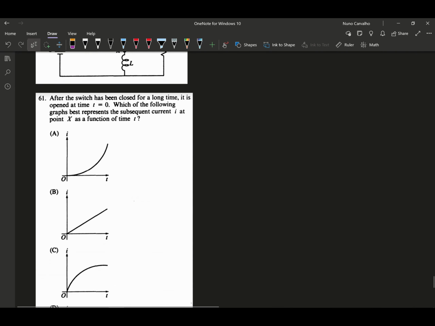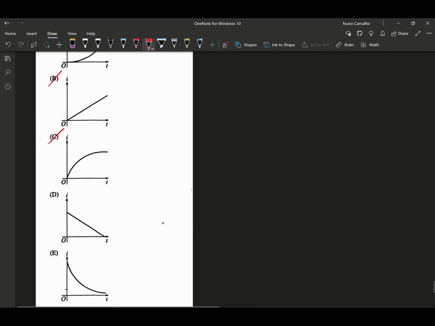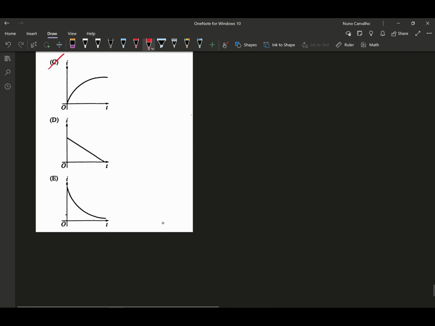But we can actually already sort of eliminate a bunch of answers here. We know that the current does not start at 0, which means that A through C are wrong. Now we're just left with D and E. And it seems like the only difference is that in E, it's sort of decaying exponentially, while with D, it's sort of linearly, and it seems to sort of reach a point here where it ends.